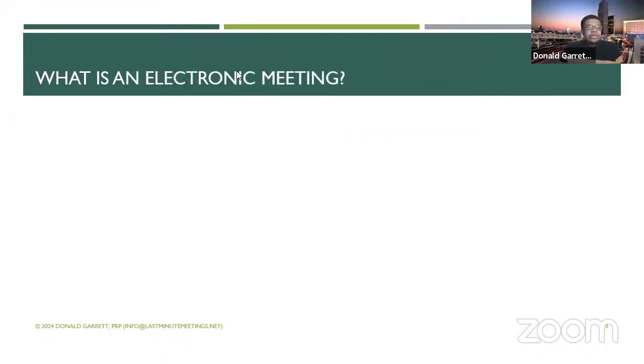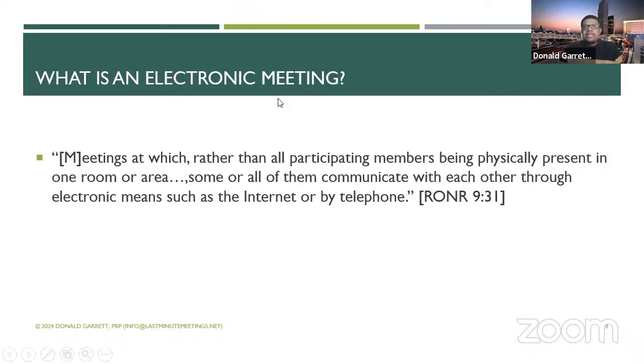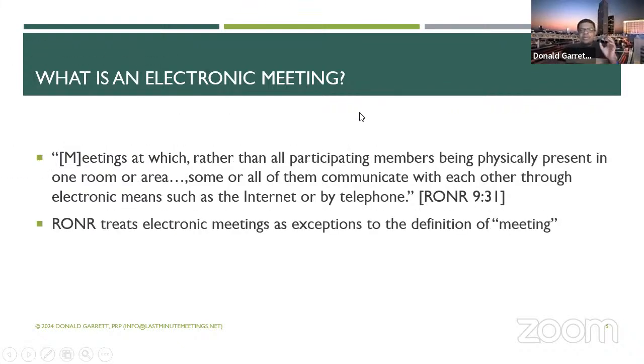So we know what a meeting is now. So what's an electronic meeting? In section 9, it goes on to define an electronic meeting as a meeting at which, rather than all members being physically present in one room or area, some communicate with each other through electronic means like the internet or telephone. It's important to note that the authorship team treats electronic meetings as exceptions to the definition of a meeting. It's a little awkward because it's almost like a negative definition, right? An electronic meeting is a meeting that's not like a meeting.